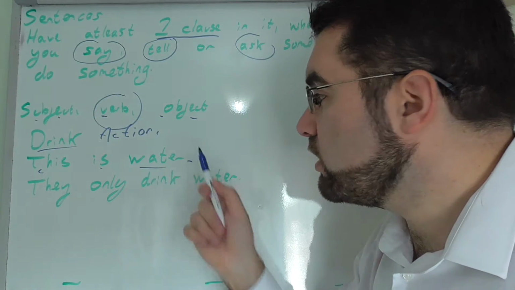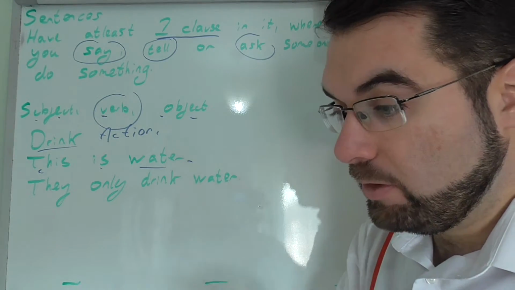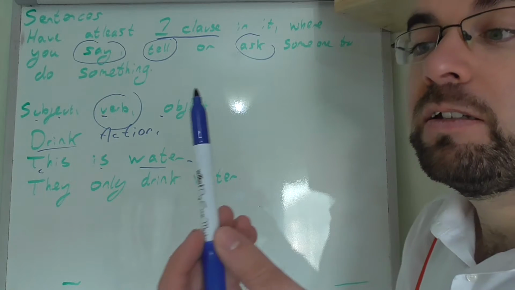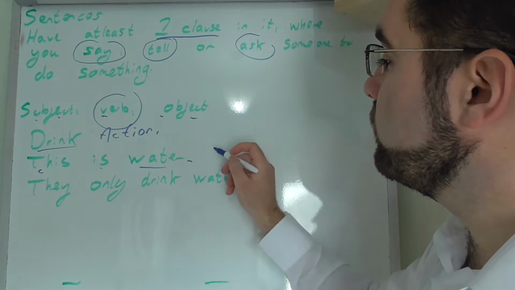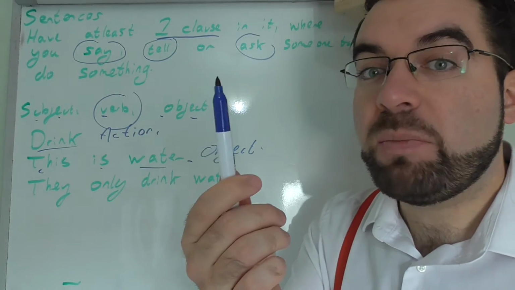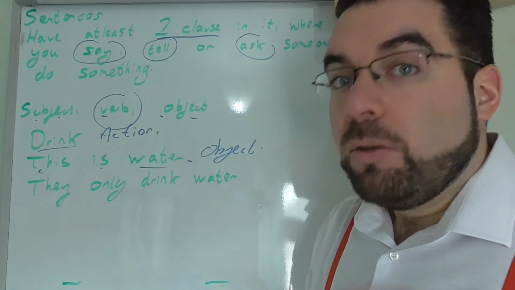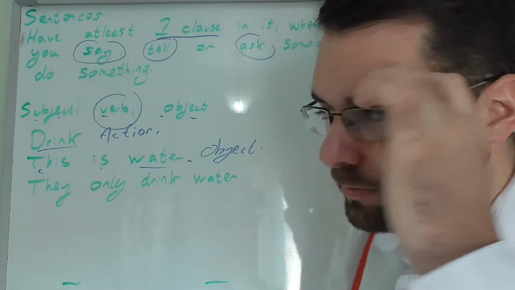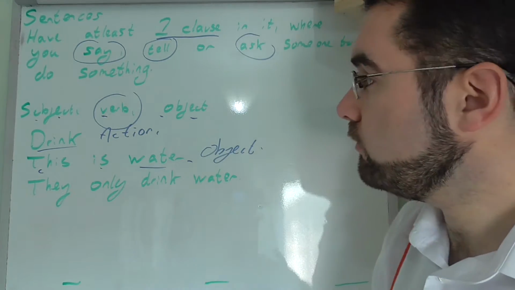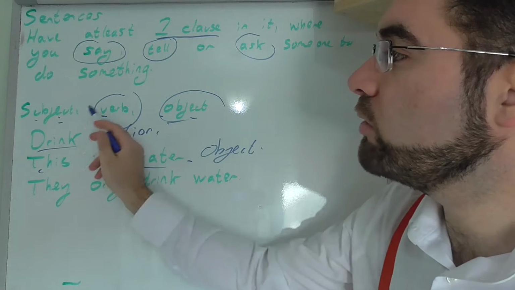This is water. This is a pen. Object. This is a pair of glasses. Whiteboard. Okay? Object. Then we have subject.